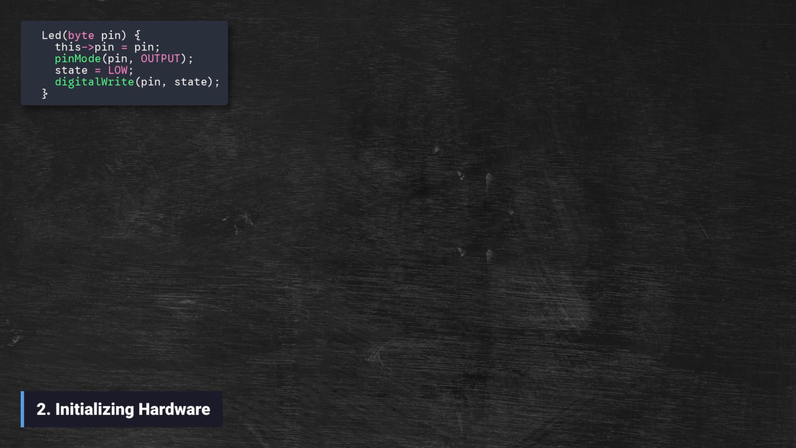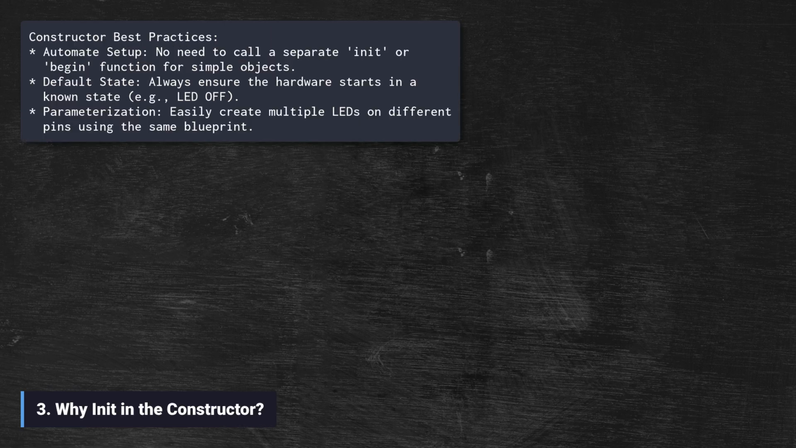Inside the constructor, we assign the incoming pin value to our private pin attribute using the this pointer to avoid confusion. Then, we do something very important. We call pinMode to set our pin as an output. Now, the object is ready to control the hardware the moment it is created. By putting the pinMode logic here, we ensure that every LED object we create is automatically configured correctly. We also set a default state of LOW to make sure the LED starts in the off position.